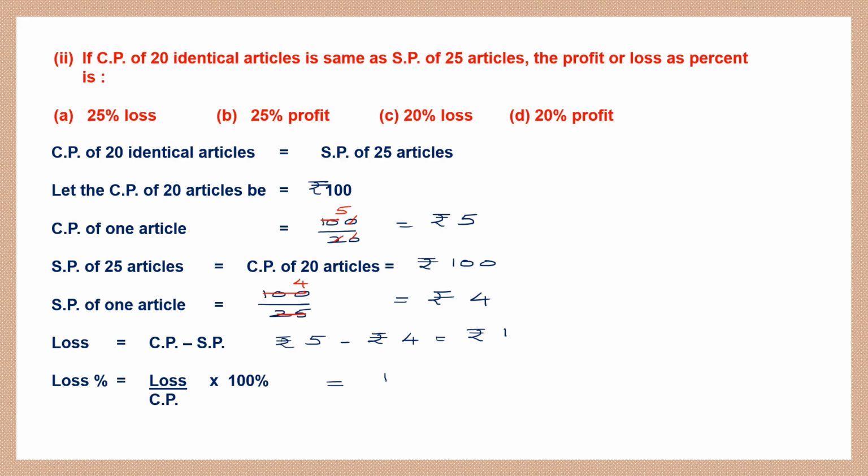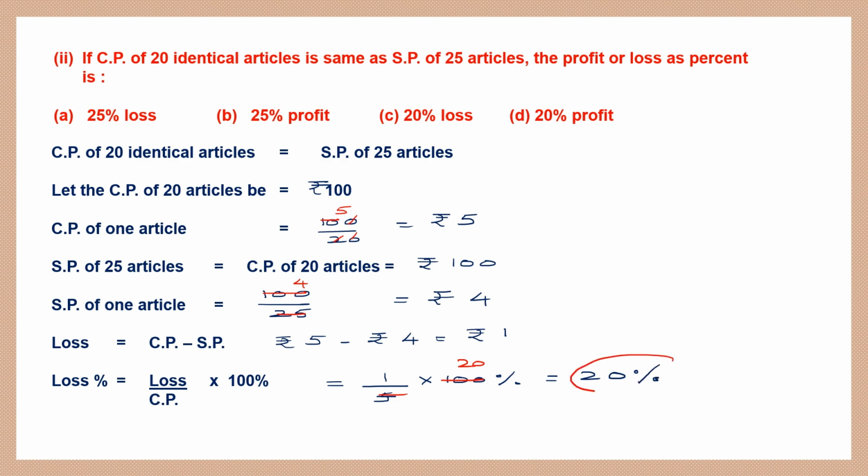The loss is 1 rupee. The cost price, what is the cost price? The cost price is 5 rupees into 100. So this is into 100%. Now let's cancel. 5 into 20 is 100. Now multiply 1 into 20 is 20%. So this is our answer.